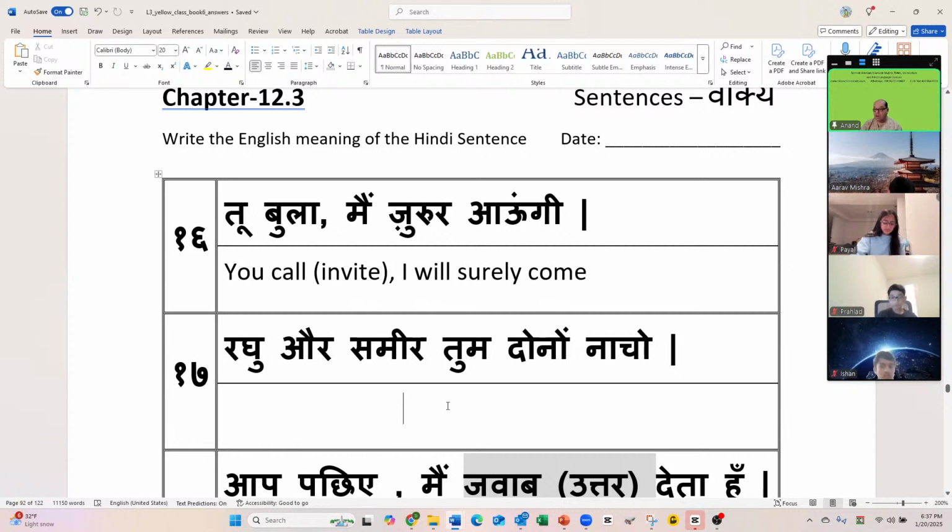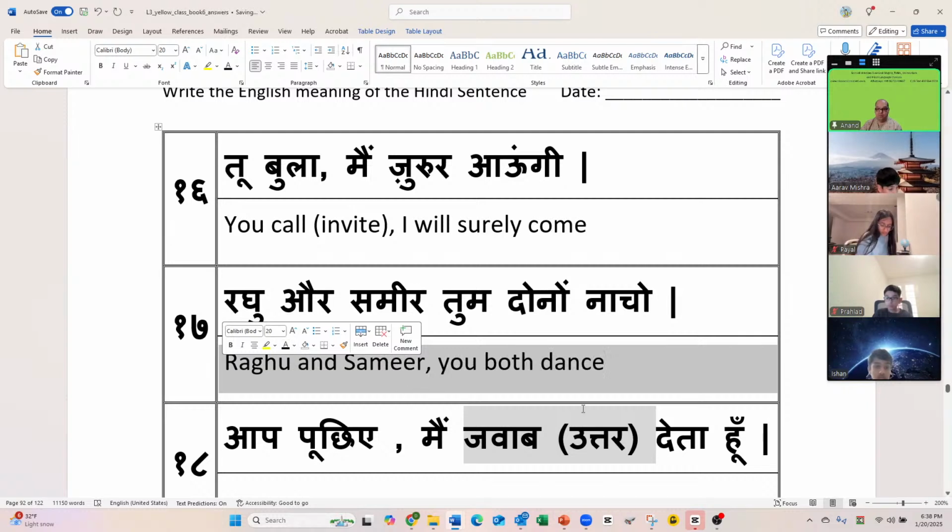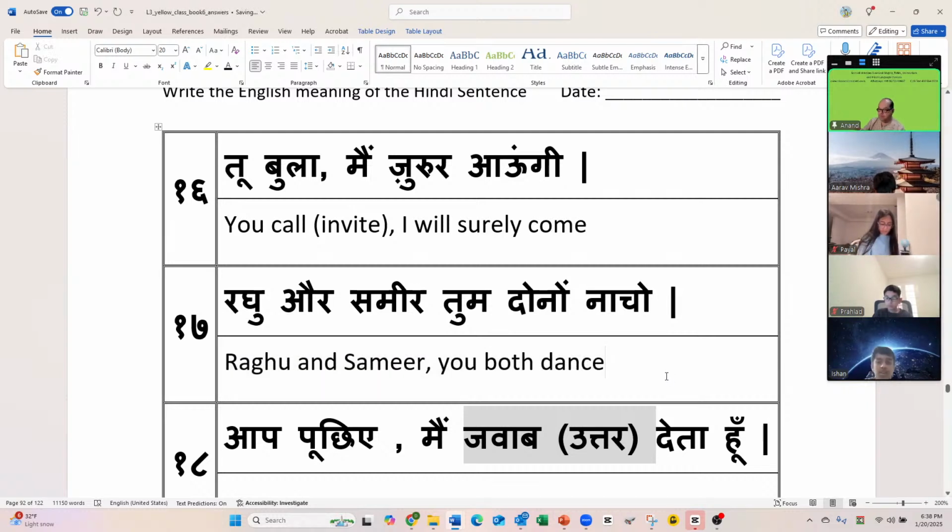Okay, let's have Ishan read the next sentence. Raghu और समीर तुम दोनों नाचो. What does that mean? Raghu and Sameer, you both dance. Okay, good. Go and write that down.